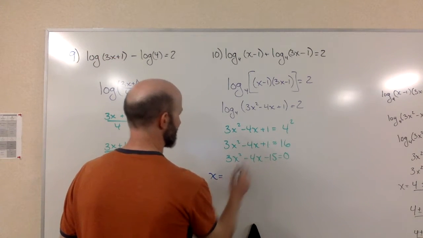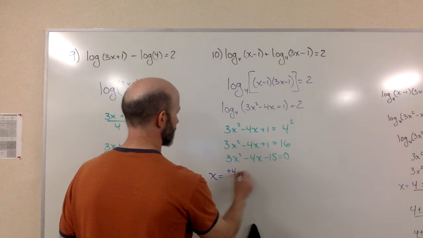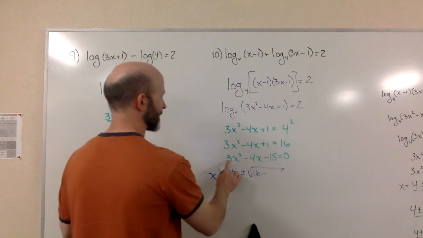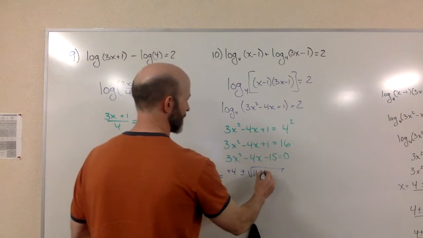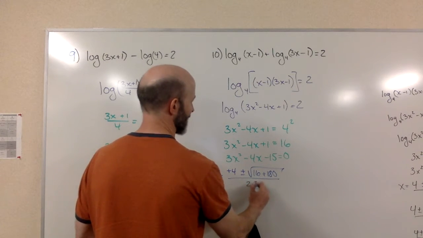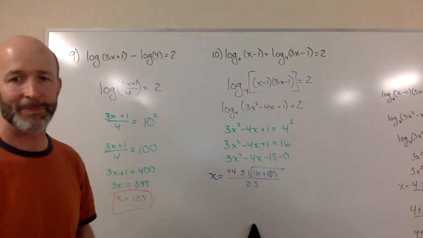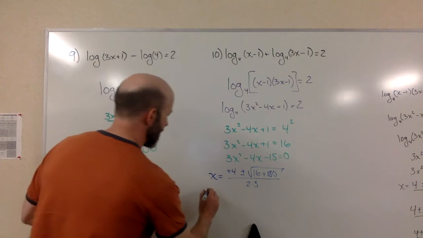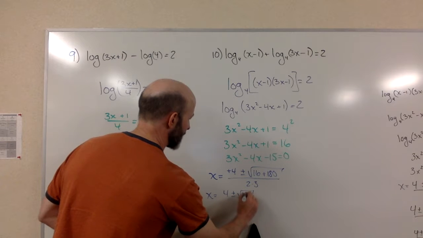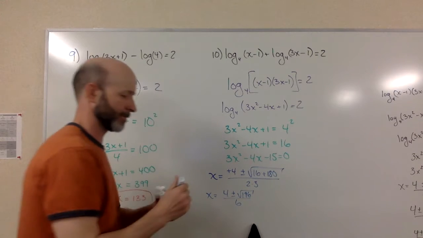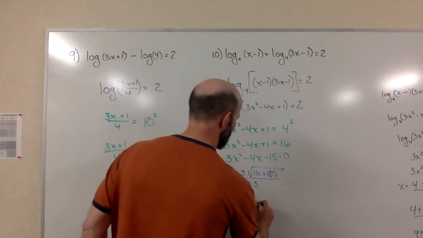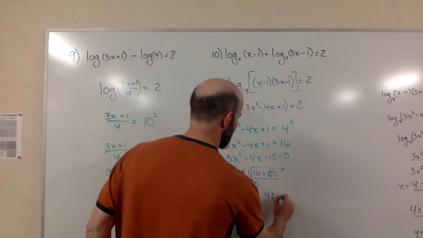I know that x will be equal to negative b plus or minus the square root of b squared minus 4 times a times c. Okay, I cheated. I did a little math in my head before I started this problem. And now I see x is equal to 4 plus or minus the square root of 196, over 6. Ladies and gentlemen, the square root of 196 is 14.